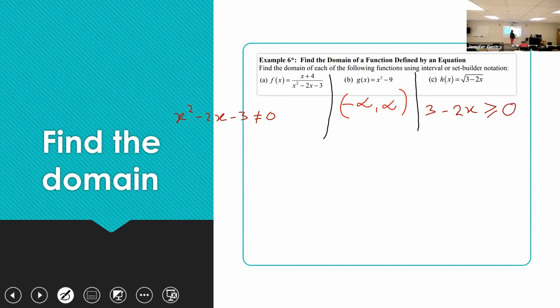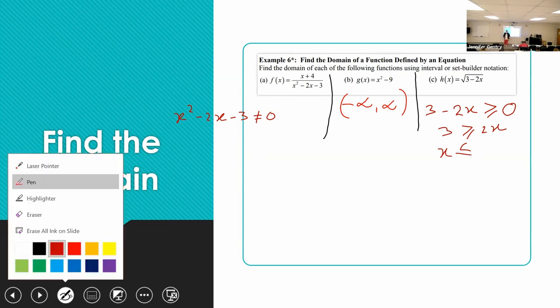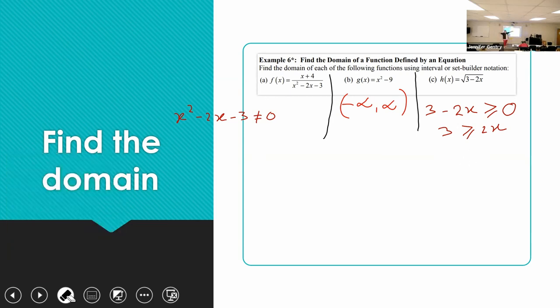I can solve this, right? My terrible writing. Right? And then you can just solve for x. So I've got x must be less than or equal to 3 over 2. That's all there is to it, right? Start with all reals, look for denominators, look for radicals. That's it. Yes, sir. In parentheses, what would that look like?